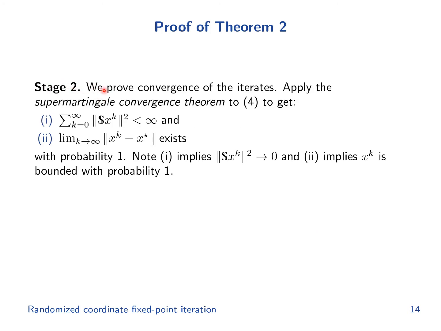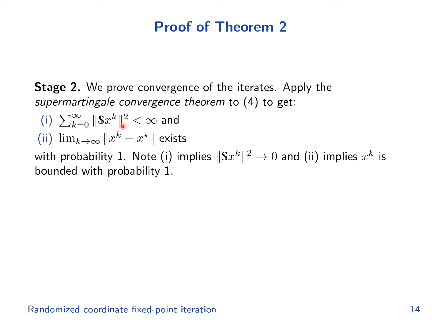In stage 2, we prove convergence of error rates. Now apply the supermartingale convergence theorem to the sequence in 4, which is this. We get 2 statements that hold with probability 1. In the first statement, S of xk, we're going to call it the residual or fixed point residual, because S is identity minus T scaled by 1 over theta.